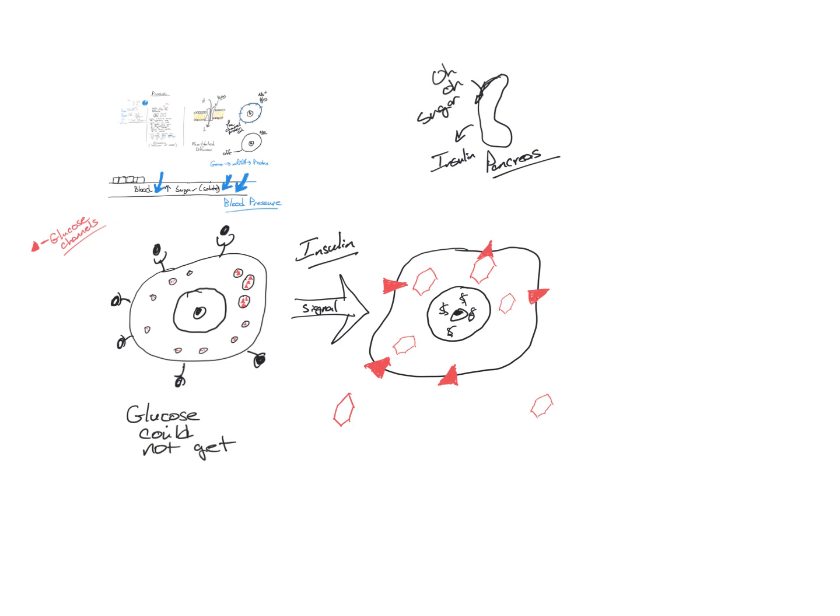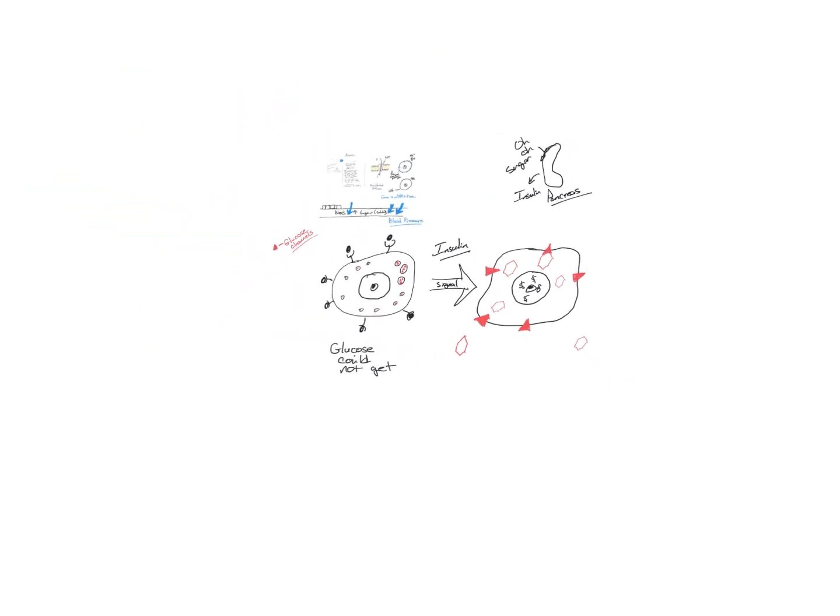But without that sugar, without that insulin, the sugar stays in the blood. Your cells never get the sugar. So you're still tired. You have high blood sugar, you become tired, you have high blood pressure, and all kinds of other bad things happen. So insulin is really important.